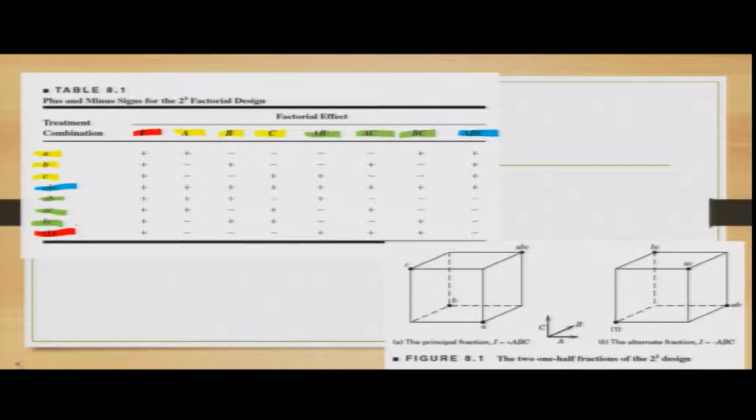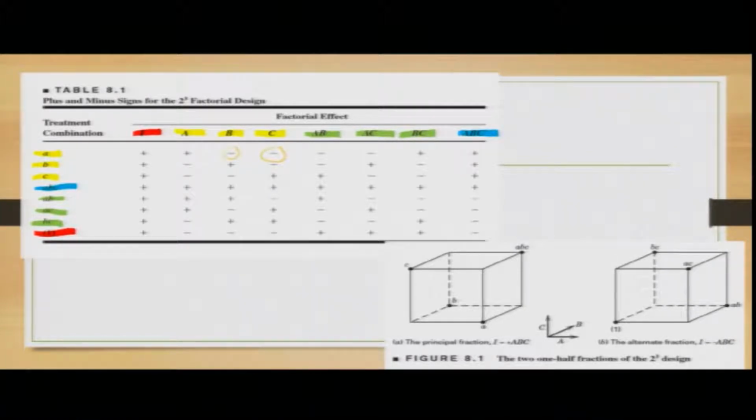So, now I will use a pen color, orange, and try to find out the effects. When I am considering the effect of A, let us go one by one. Let us first negate the one for which there is no effect. If you consider A's effect, it is not there for B, hence it is minus. It is not there for C, the level.